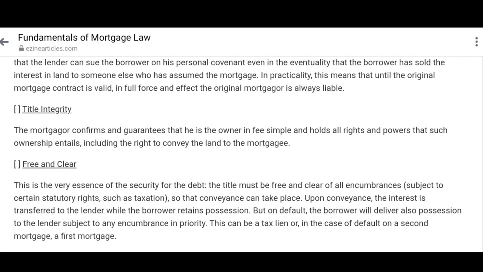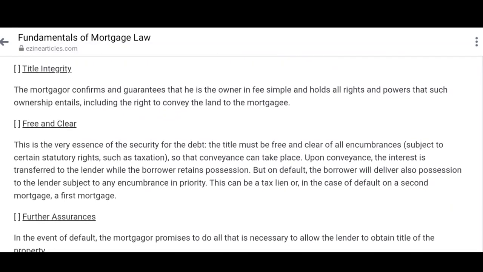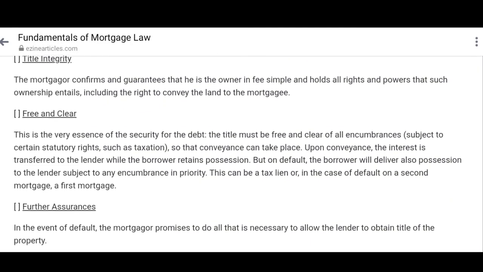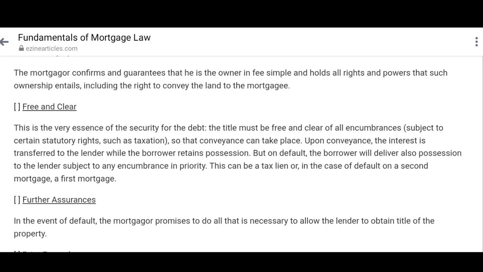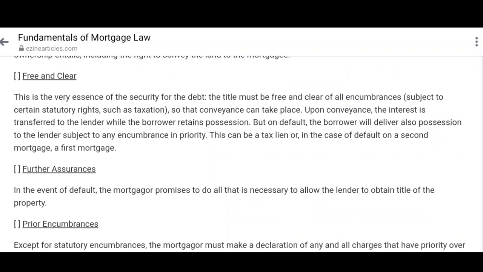In practicality, this means until the original mortgage contract is valid, it is in full force and effect against the original mortgagor. Number 3. Title integrity. The mortgagor confirms and guarantees that he is the owner in fee simple and holds all rights and powers that such ownership entails, including the right to convey to the lender the mortgage.